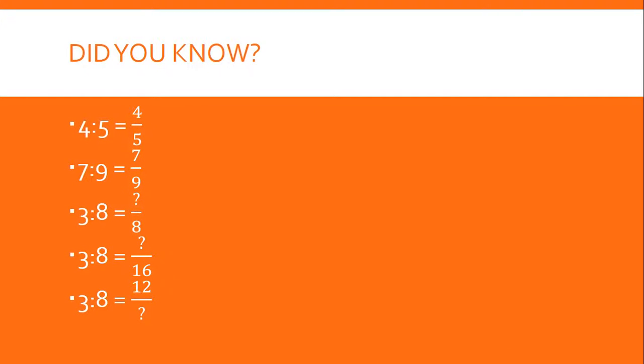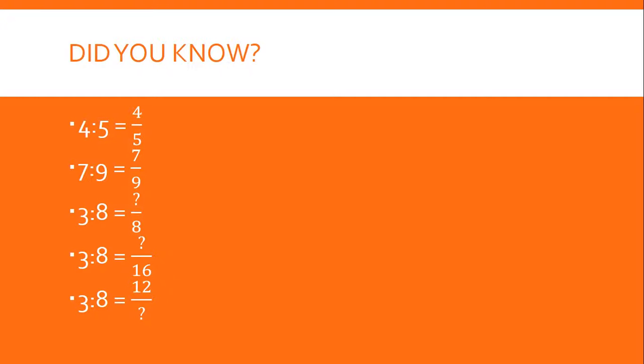Did you know 4 is to 5 is the same as 4 out of 5? 7 is to 9 is the same as 7 out of 9. So what is 3 out of 8? 3 is to 8 is what out of 8? Think about it and show your answers to your teacher. Did you get 3?